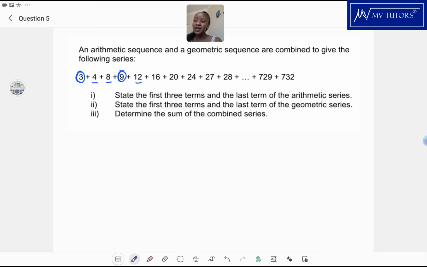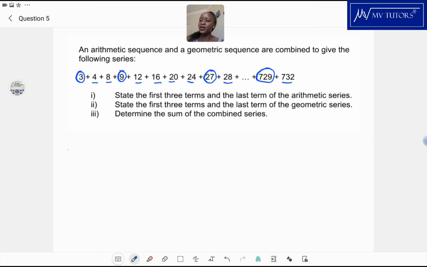But if I go from 3, 9, and then 27, that would be geometric. So yeah, 4, 8, 12, 16, 20, 24, 28, and then lastly 732. So I now can see my geometric sequence, which is 3, 9, 27, and the last value being 729. And then I can see my arithmetic sequence, which is 4, 8, 12, 16, and so on.